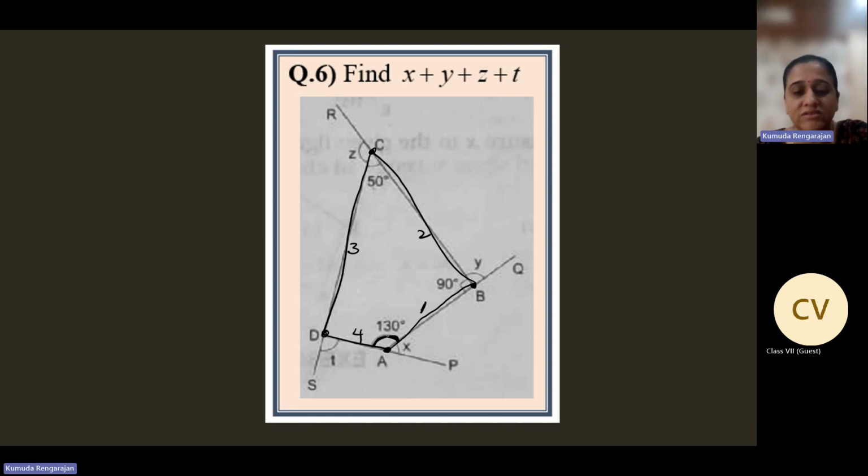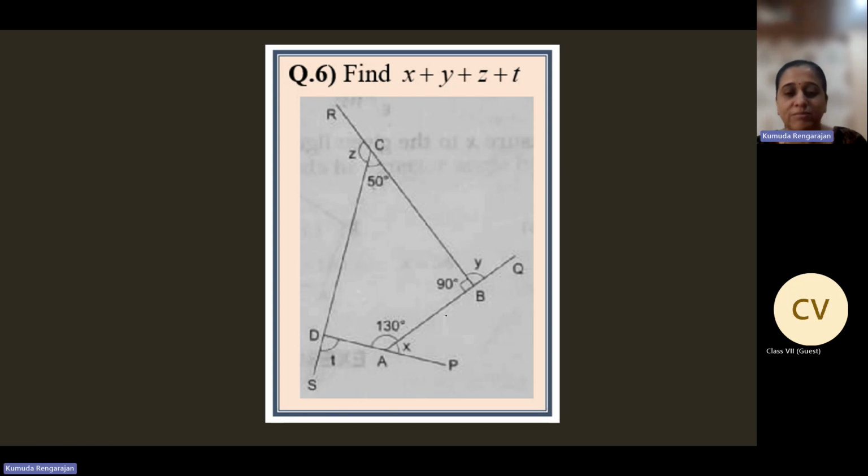So 130 degrees is an interior angle of this quadrilateral, and its corresponding exterior angle is x. 90 degrees is an interior angle of this quadrilateral, and its corresponding exterior angle is y. 50 degrees is an interior angle of this quadrilateral, and its corresponding exterior angle is z. And angle D, its measure is not known. Angle D is an interior angle of this quadrilateral, and its corresponding exterior angle is T.